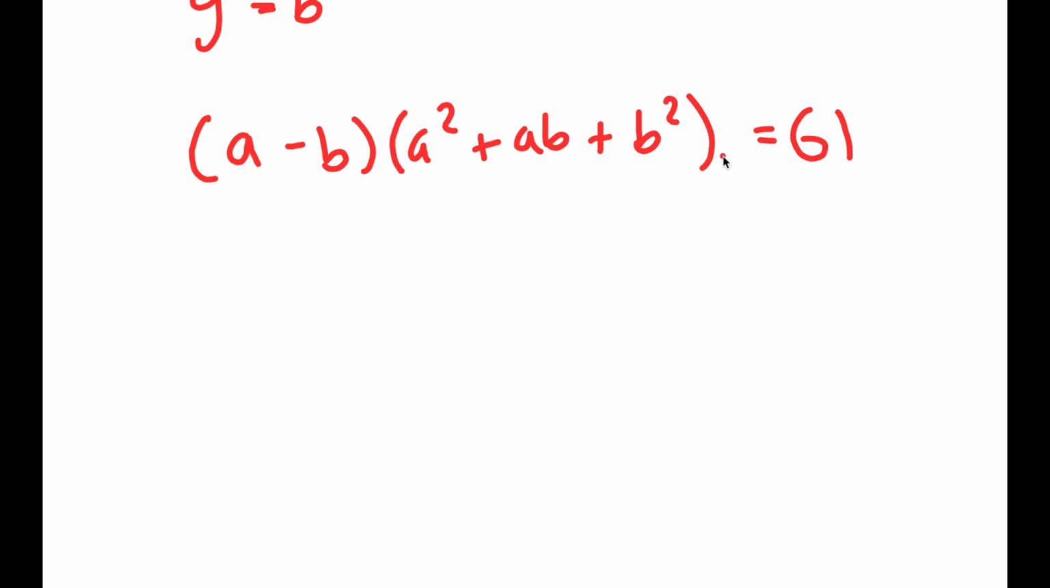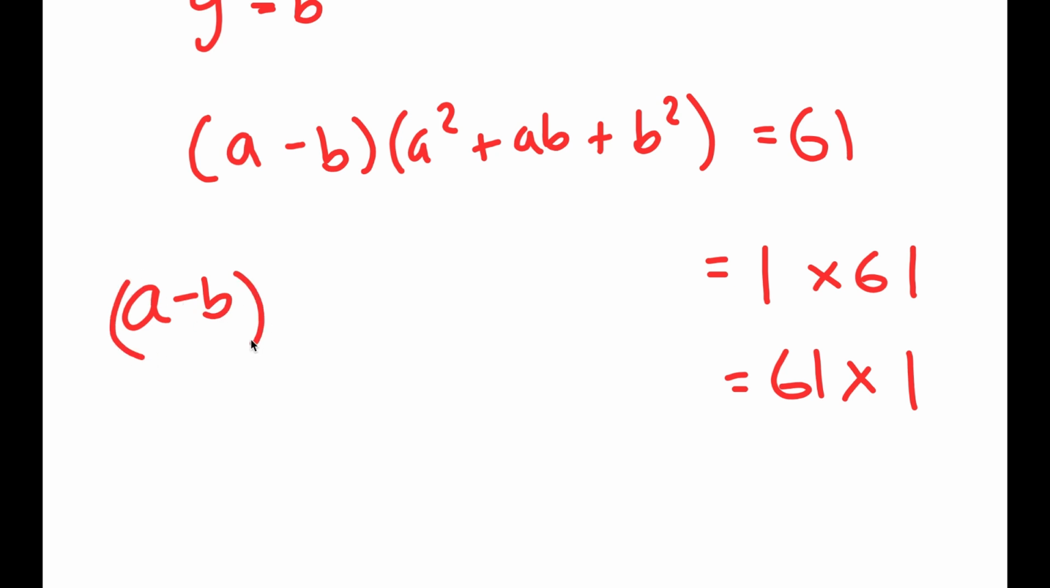Now, I'm going to write out the factors of 61. So 61 is the same thing as 1 times 61, and it's also the same thing as 61 times 1. So what we're going to do is rewrite this as a minus b times a squared plus ab plus b squared is equal to 1 times 61.